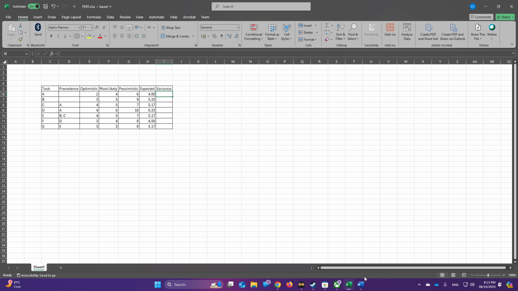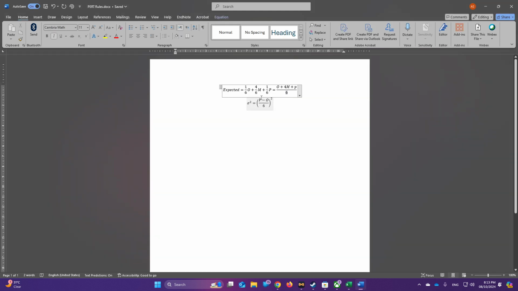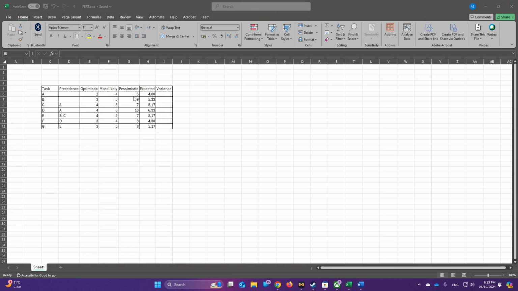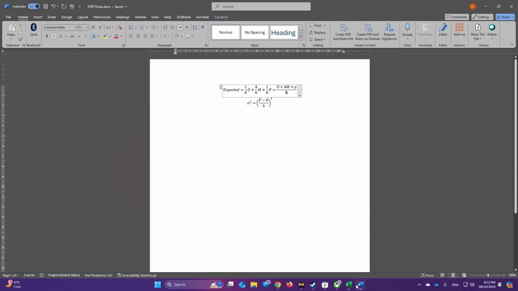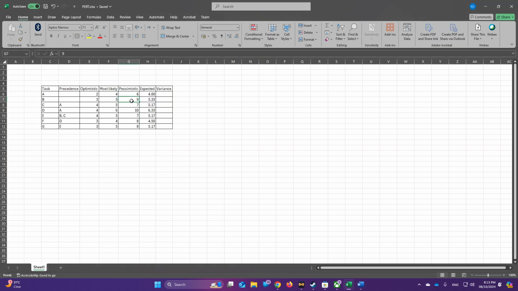Now we do the same with the variance, which is pessimistic minus optimistic divided by 6, and you square it. So here we have 9 minus 3, which is 6. 6 divided by 6 is 1. 1 squared is 1.